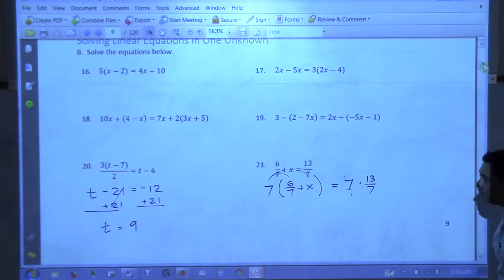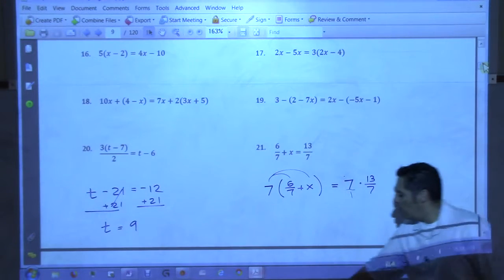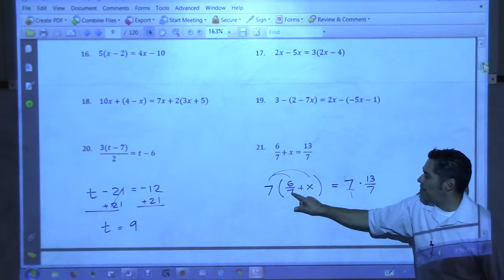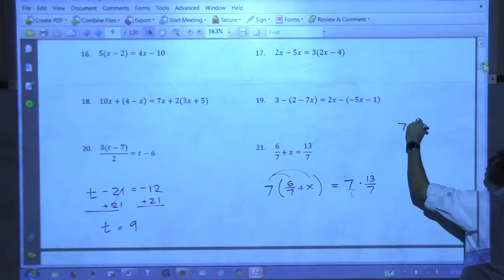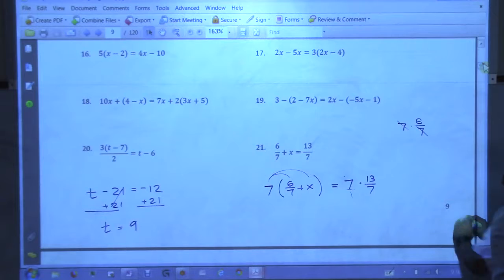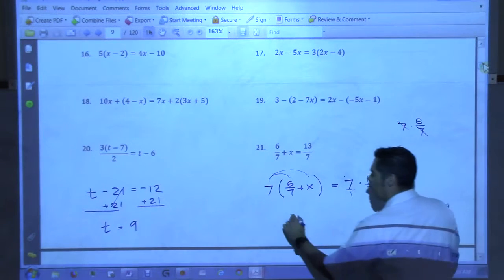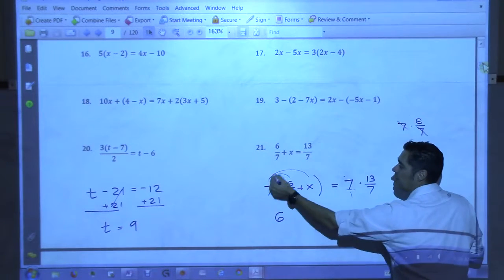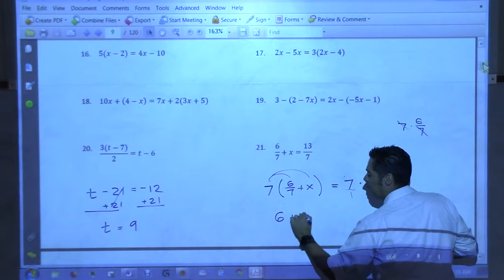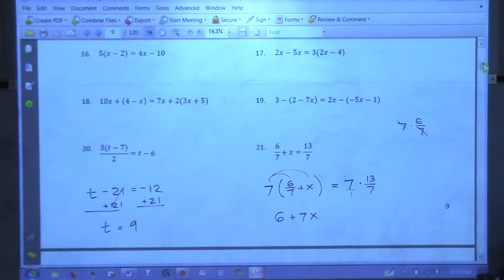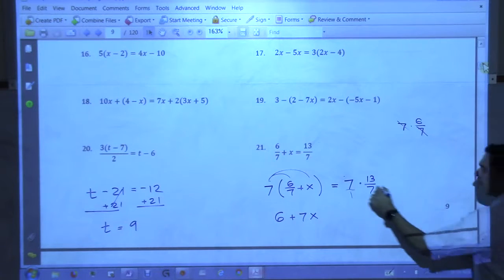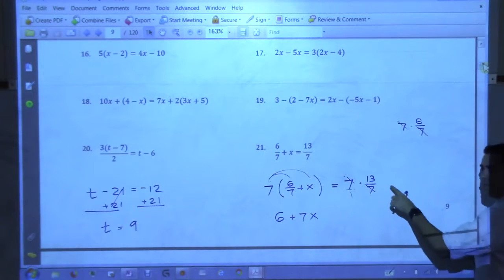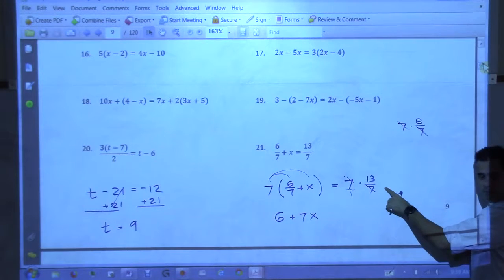All I'm left with is what? When I multiply this times this, 7 times 6 over 7. You said these canceled, right? So you're just left with 6, right? Just 6. And then you still have to do the 7 times the x, so plus 7x. And then what about the right side? What happens to the 7s? Cancel out again, and you're just left with the 13, right?